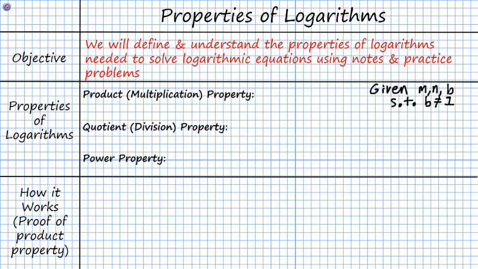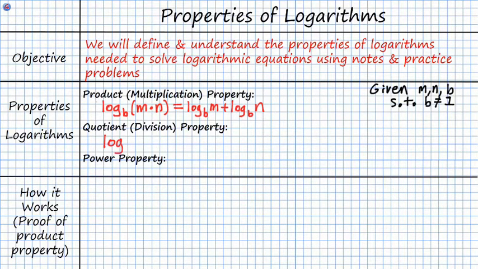If we're talking about the product property of logarithms, then what we're saying is that if I'm given a logarithm such as log base b of m times n, then that will be equivalent to saying log base b of m plus the log base b of n. So we see here that if we have multiplication inside of a logarithm, then we can take it out and distribute that log onto each piece, and then it becomes an additive property.